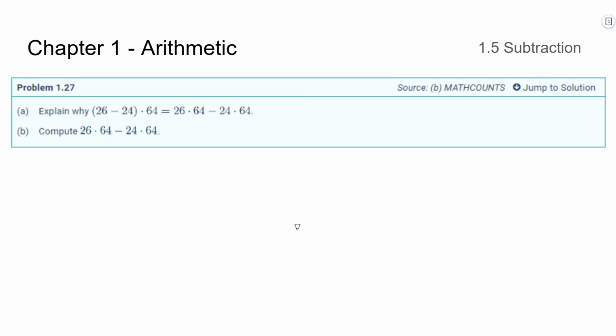All right, so let's do another one. Explain why 26 minus 24 times 64 is equal to this right side, and then go ahead and compute it. So give that a shot.